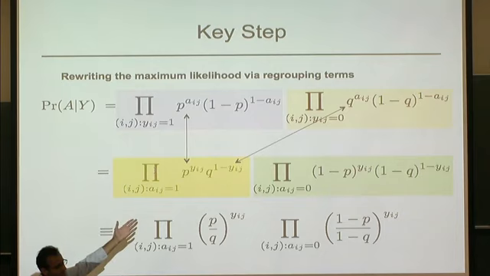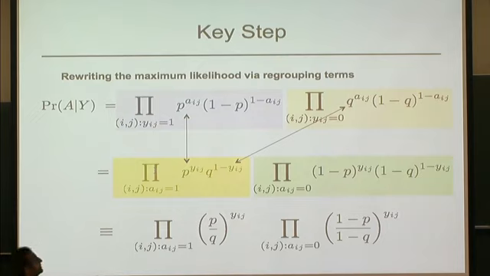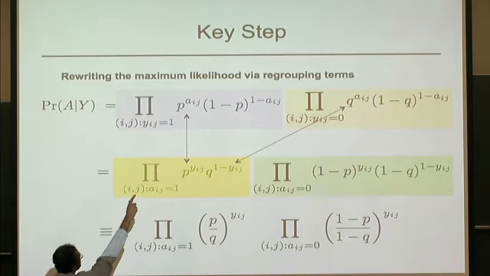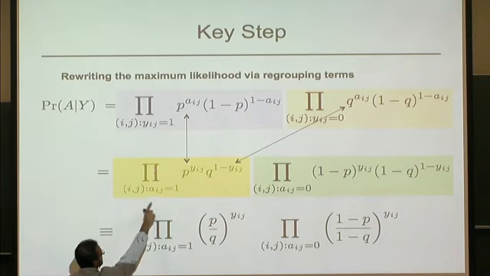So yij can be 0 or 1, and aij can be 0 or 1, so you can just rewrite terms like this. The first term here is p raised to aij for all ij such that yij is 1. This is the same as aij being 1 and p raised to yij. So it's the same thing.